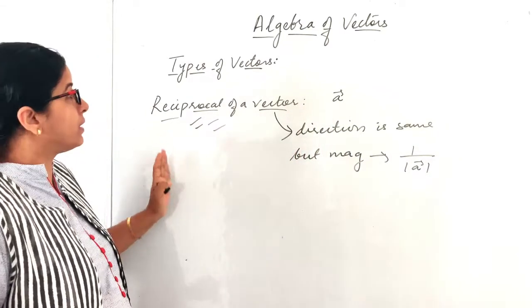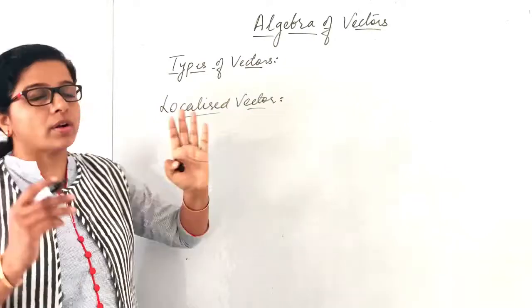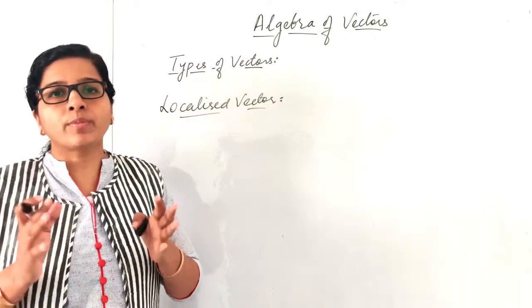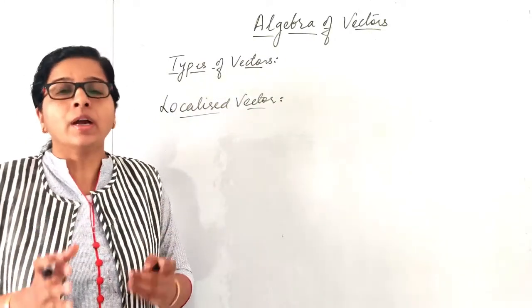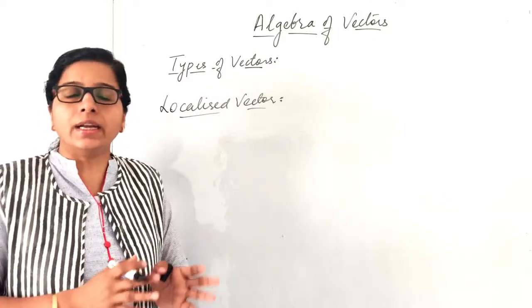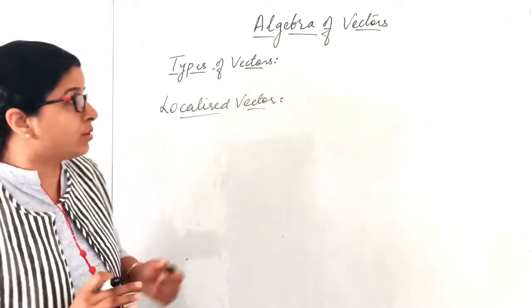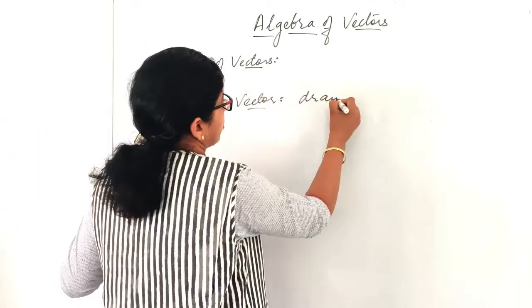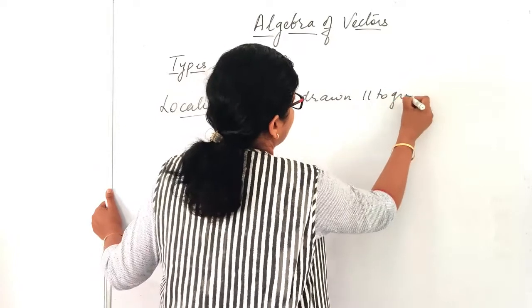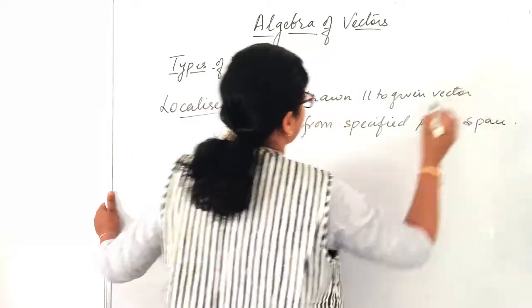Now we will learn about a localized and a free vector. So what is a localized vector? If we draw a vector parallel to a given vector but from a specified point in space, then it is nothing but your localized vector. Is it clear? So a localized vector is drawn parallel to the given vector from a specified point in space.